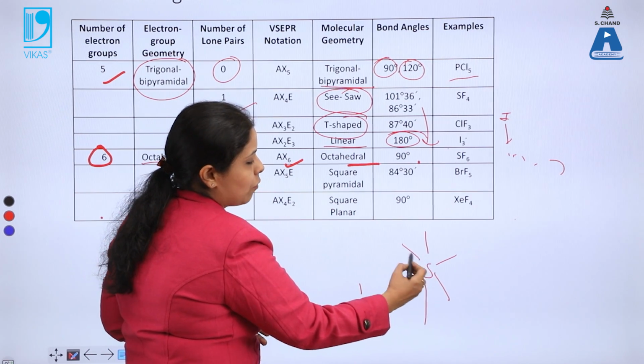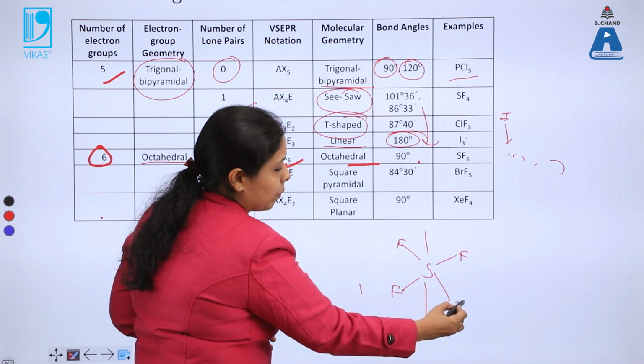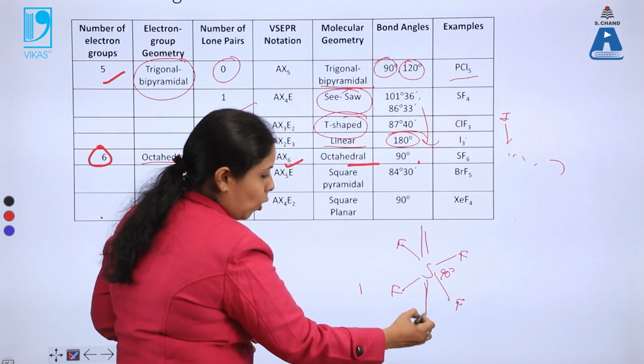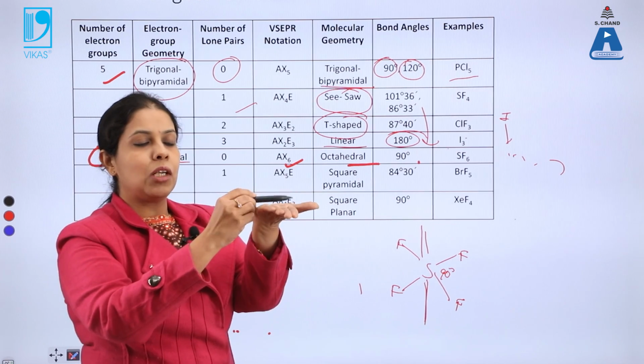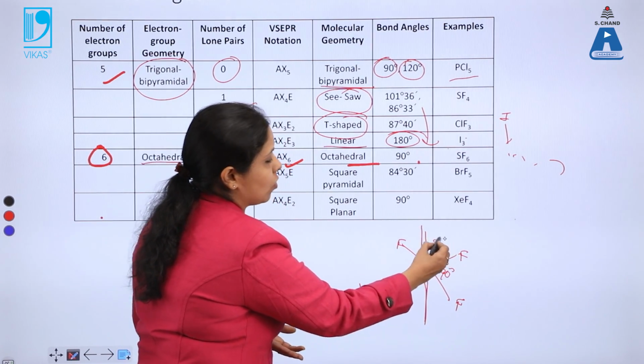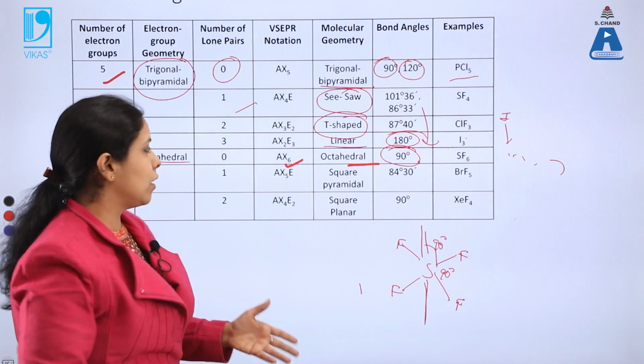So when all four fluorines are there on sulfur, the bond angle between them would be 90 degrees, and the bond angle between the bonds which are out of the plane would again be 90 degrees. So these angles are also 90 degrees. That's why all bonds are showing the bond angle as 90 degrees.